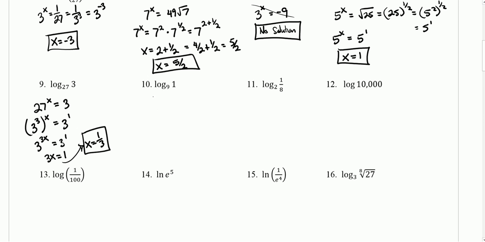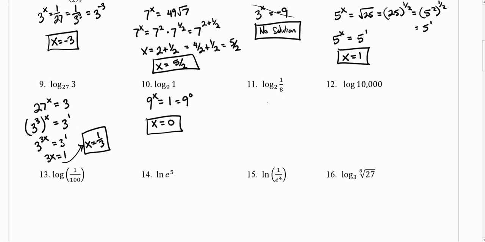10. Log base 9 of 1 is asking the question, 9 to what power is 1? Anything to the power of 0 is equal to 1. So this is equal to 9 to the power of 0, so x is 0.